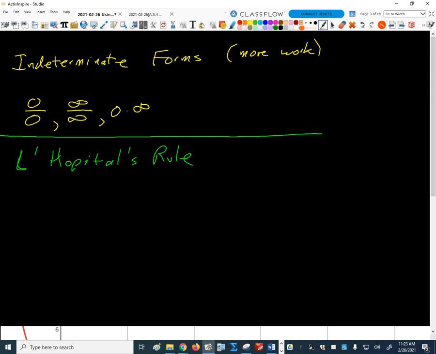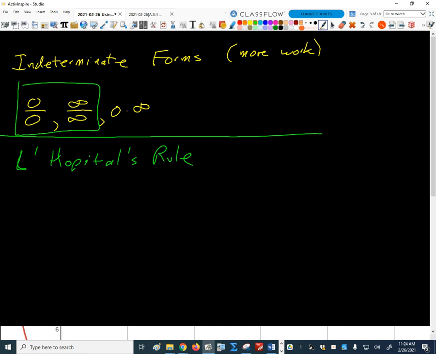What L'Hopital's rule says is that if you have an indeterminate form in one of these two forms, then you can differentiate the top and the bottom repeatedly, until it's no longer indeterminate, and that resolves the indeterminacy. That's pretty slick. That would have been useful at the beginning of the year, wouldn't it?